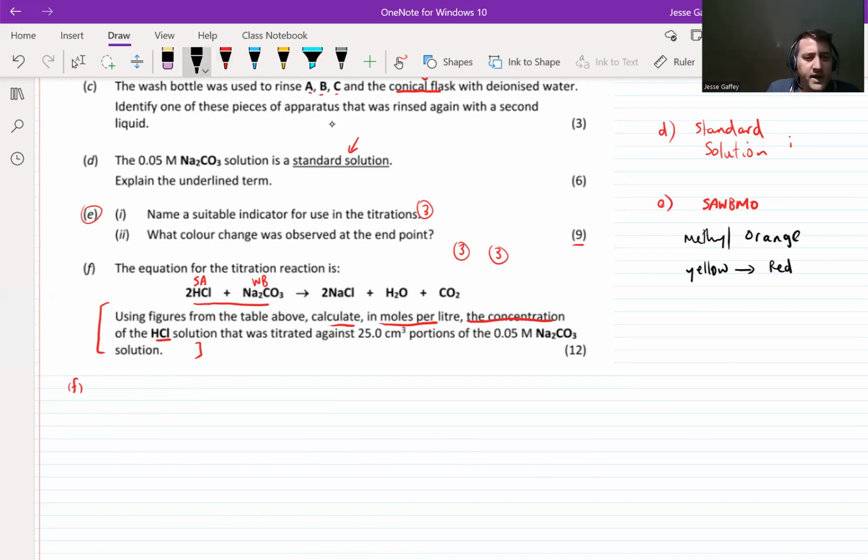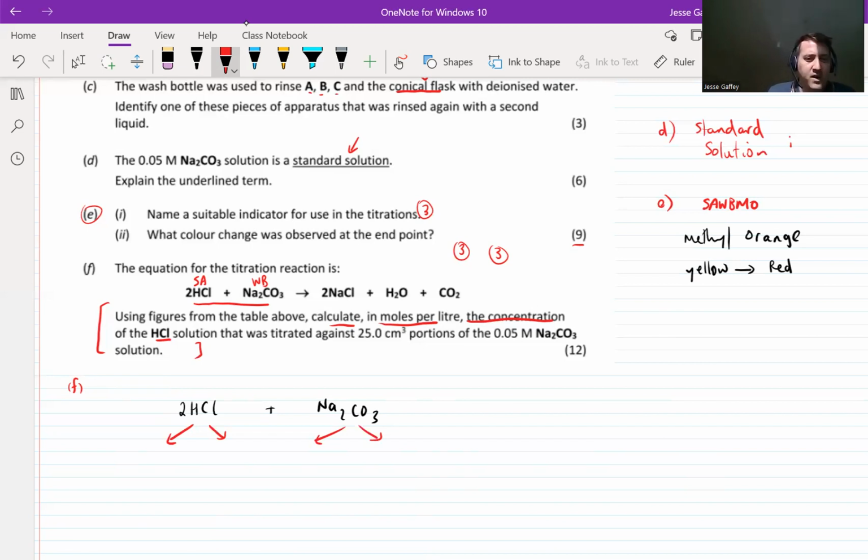Right, the first thing I always say is for my students to write down the 2 reactants. 2HCl plus Na2CO3. Now you could write down the rest of the equation here, but it's not really relevant. We're only interested in these 2 things. The next thing I always ask my students to do is use 2 arrows under each of these substances and write down the concentration of each in moles per liter and the volume used per titration in liters.